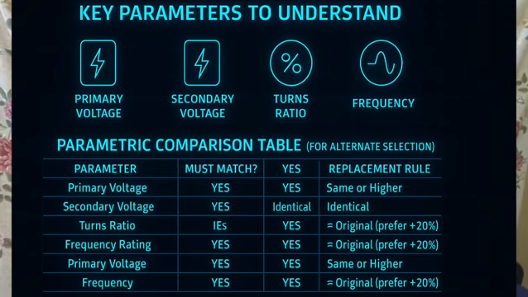Next comes the turns ratio, right? In the primary and secondary coils, what is the turns ratio? We have to maintain the same instead of going with a higher version, because the turns ratio depends on the frequency and application usage of the transformer.